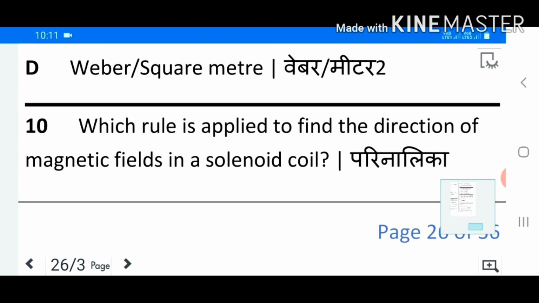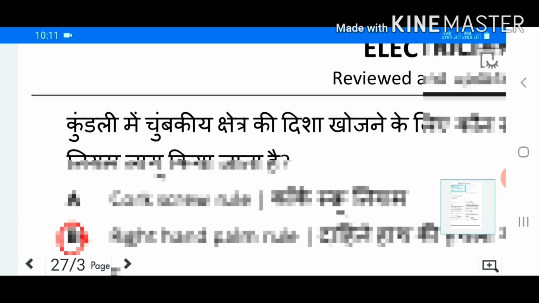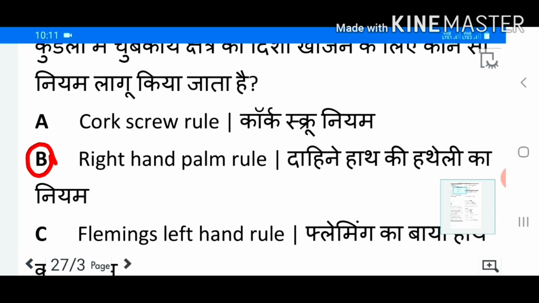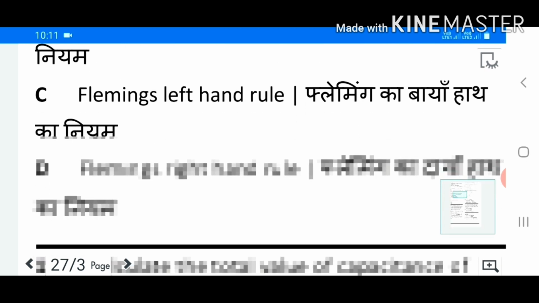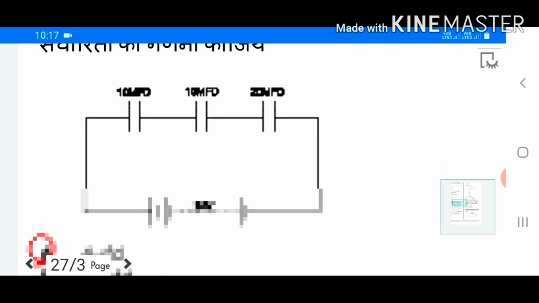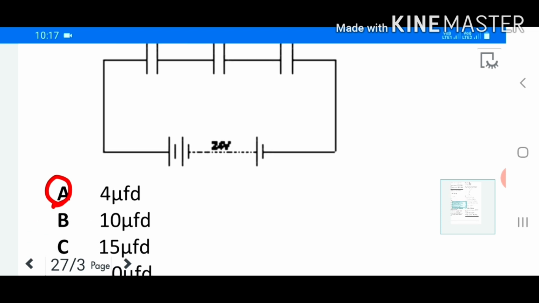10. Which rule is applied to find the direction of magnetic fields in a solenoid? Answer B. Right hand palm rule. 11. Calculate the total value of capacitance of series capacitor circuit. Answer A. 4 microfarad.